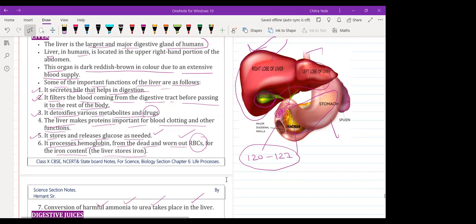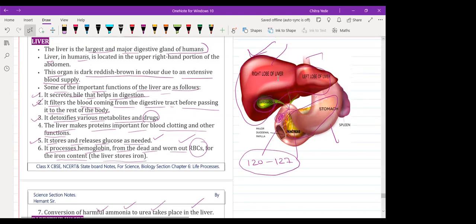Okay, sir. So this is all about the liver. Any doubt here? You can take a screenshot for the same.